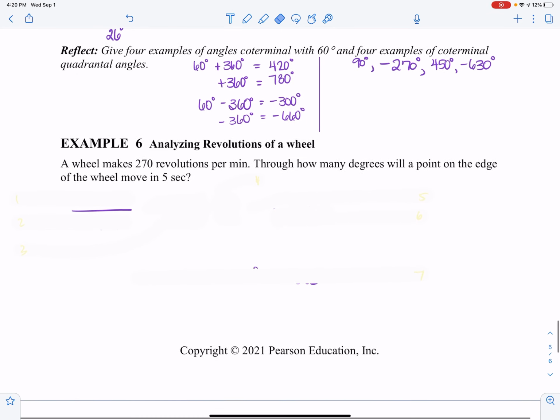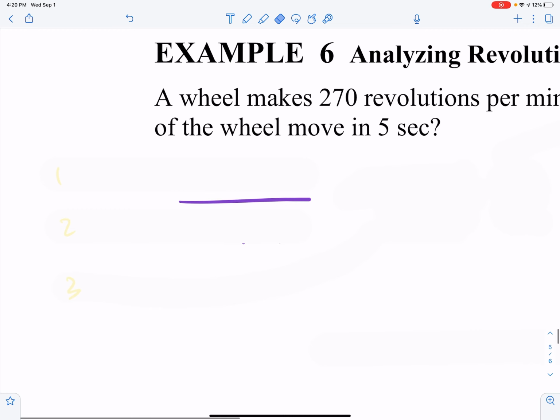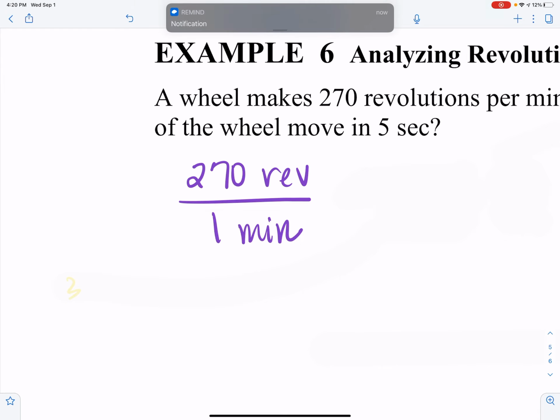All right, example 6 is kind of an interesting little question. It says a wheel makes 270 revolutions per minute. Through how many degrees will a point on the edge of the wheel move in only 5 seconds? The first thing I did was set up a fraction. 270 revolutions per minute looks like 270 revolutions for every 1 minute, so over 1 minute.